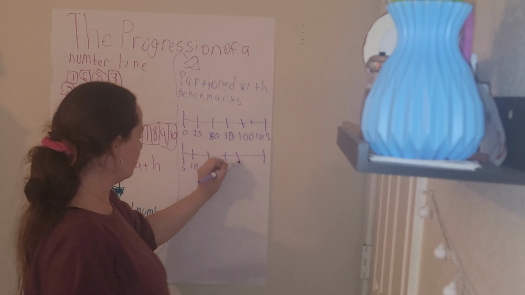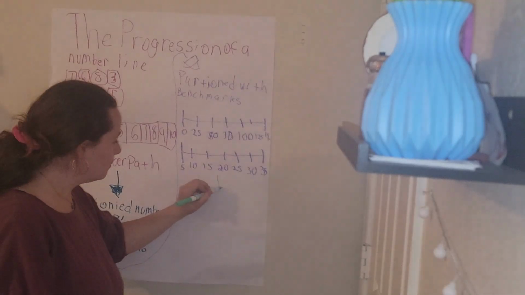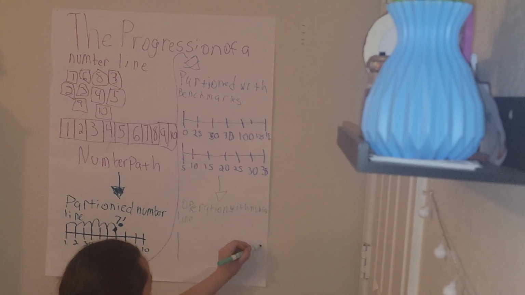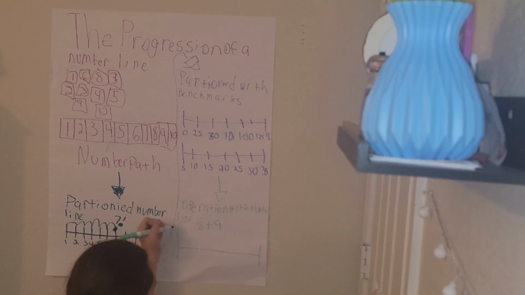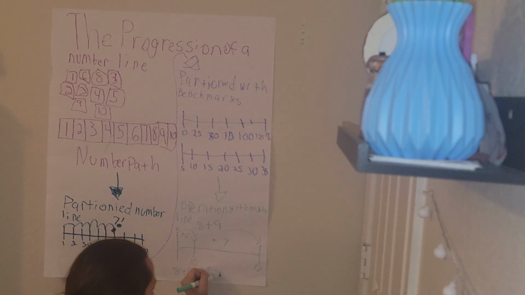So as students work through this progression of a number line, through a number path, partition number line, and benchmark number line, we now explore what this looks like with operations of numbers. Here is where we'll use an open number line as we add 8 plus 9. We use the associative property: we take 2 from the 9 and give it to the 8 to make 10, and we add the additional 7 that gets us to 17.